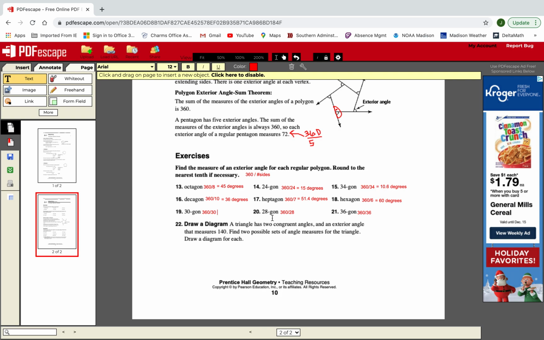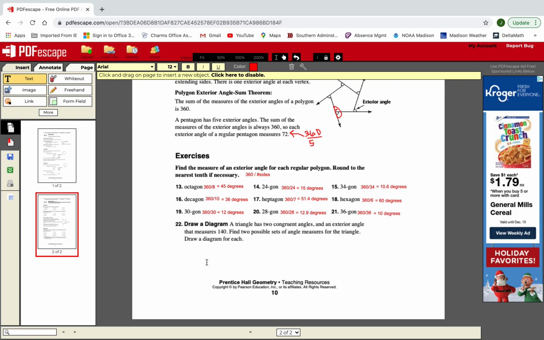360 divided by 30 gives us 12 degrees. The next one you probably can't do in your head. Well, you might be able to. Divided by 28. Oh, no, you can't. This one is 12.857142, and then it repeats. So rounded to the nearest tenth is 12.9. And then 360 divided by 36 is going to give us 10 degrees.